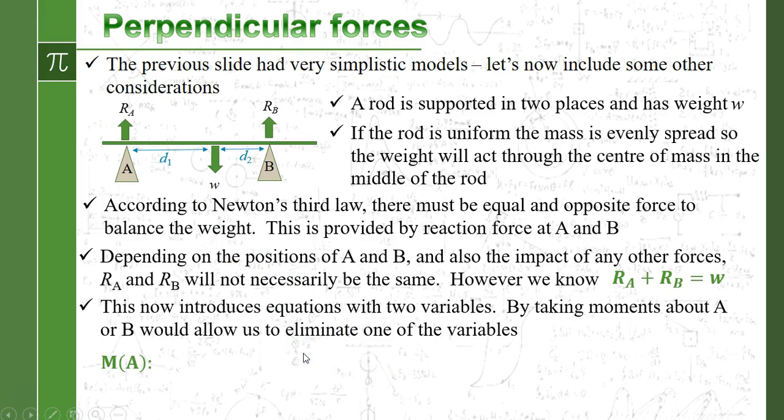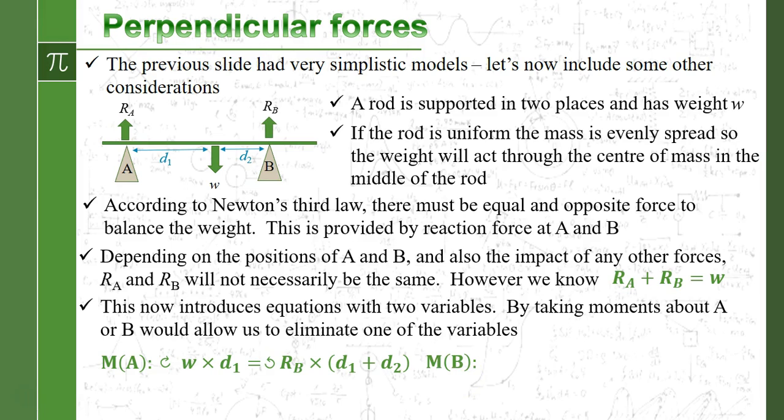And then let's have a look. So if we took moments about A, what I've got is a clockwise moment, which would be the weight times by D1. And then the anti-clockwise moment, and we're saying this situation is in equilibrium, so that would be equal to the anti-clockwise moment, and our anti-clockwise moment would be the reaction force times by the distance, which in this case is D1 plus D2.